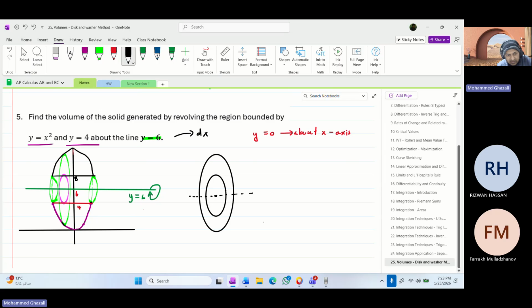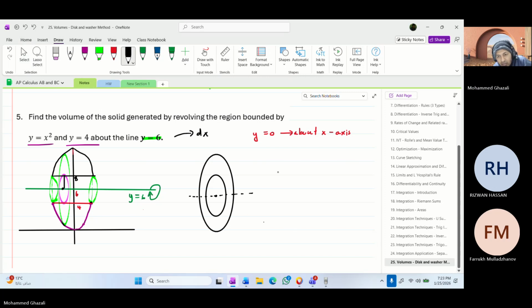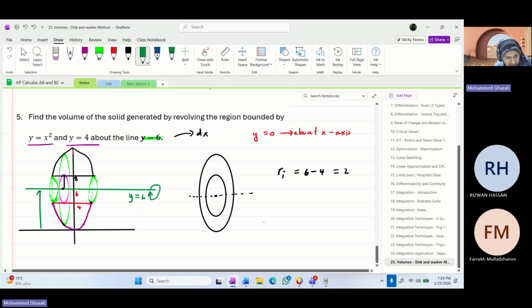Now look at the distance from the center to there. What's your inner circle radius? It's just 2. Your inner circle radius is 2, good. So R inner is basically 6 minus 4, which equals 2. Now, let's focus on this distance over here, because that's your outer circle radius, okay?